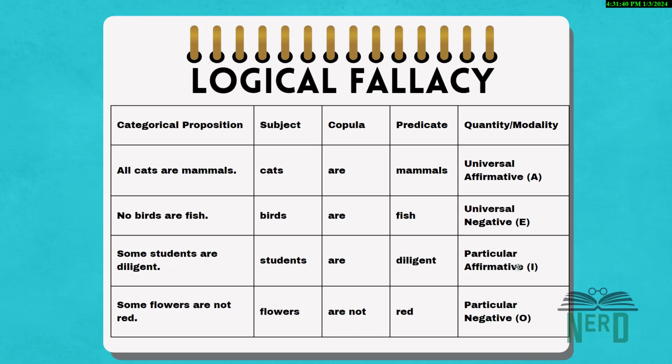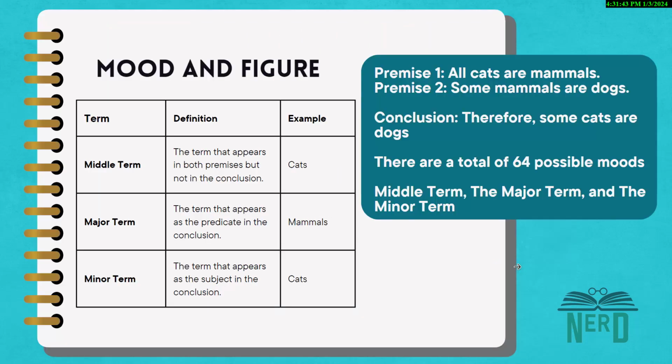And right, so anyway, that was one table, and I'm going to show you another table here, mood and figure, which is equally important because that defines when you conclude. So these terms are quite important. Like in premise 1 you see all cats are mammals, right? And premise 2 says some mammals are dogs, and conclusion what? Some cats are dogs, right?